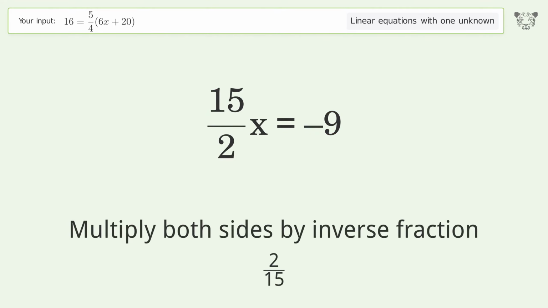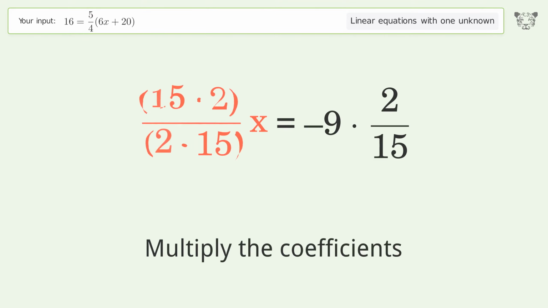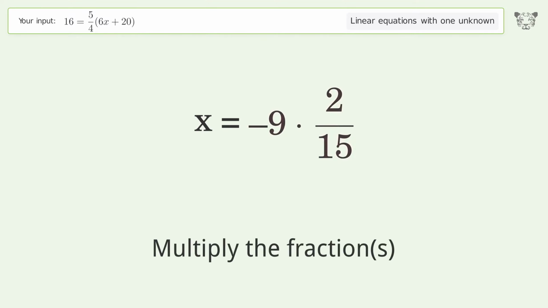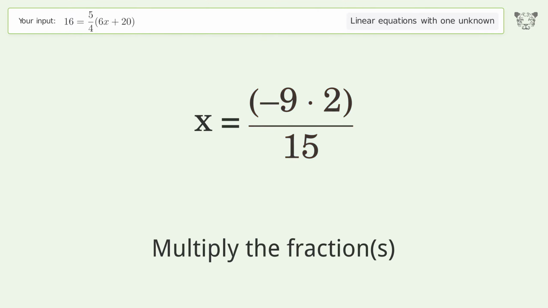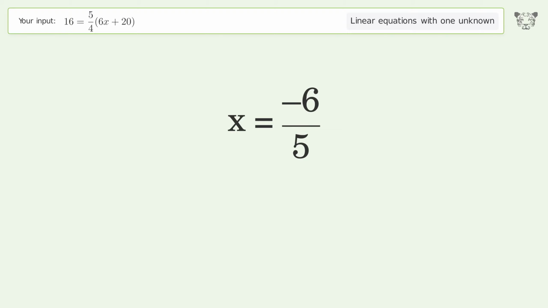Group like terms. Multiply the coefficients. Simplify the fraction. Multiply the fractions. Simplify the arithmetic. And so the final result is x equals -6/5.